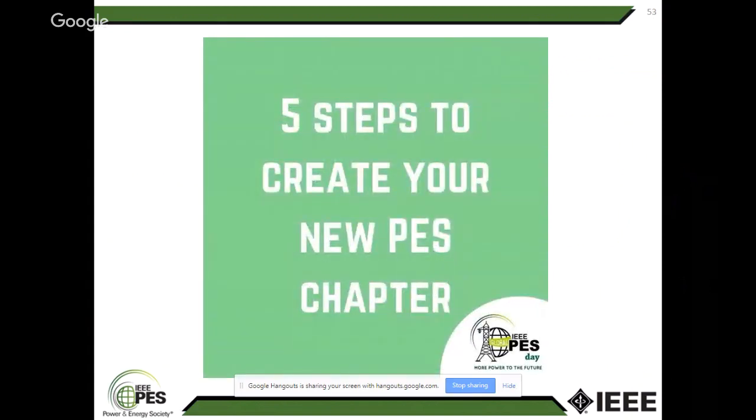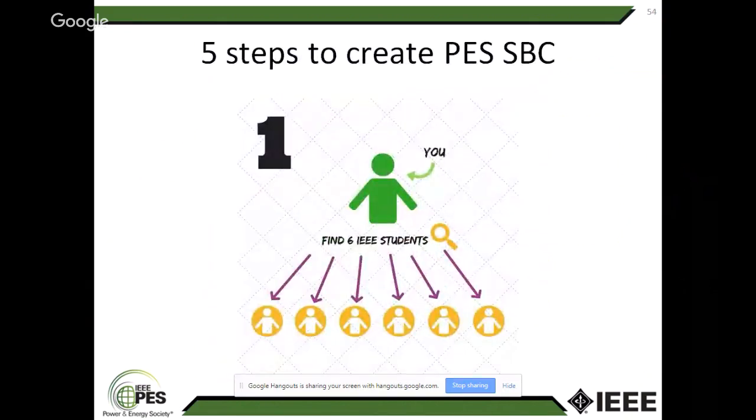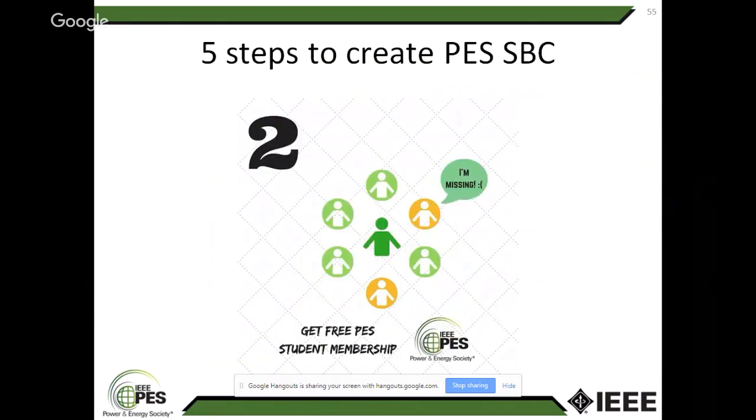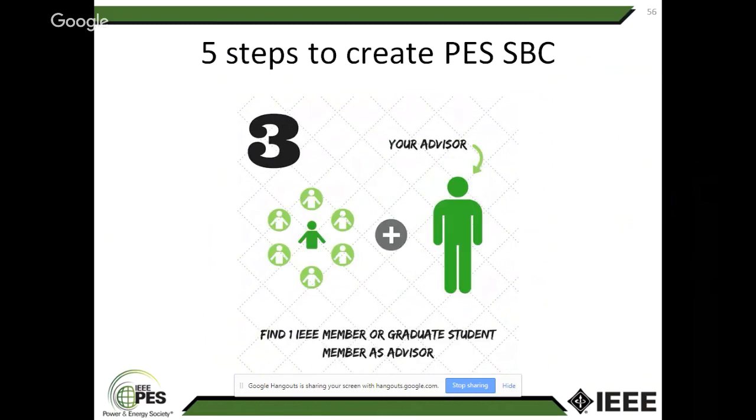And here are 5 steps to create your new PES student chapter. The first one, you need to find 6 IEEE students who would like to create a PES student chapter. Later, you can get a free PES student membership. You have a code for free PES membership for students. After that, you can find 1 member or graduate student member as advisor. It is important that this member be part of your university or your faculty.